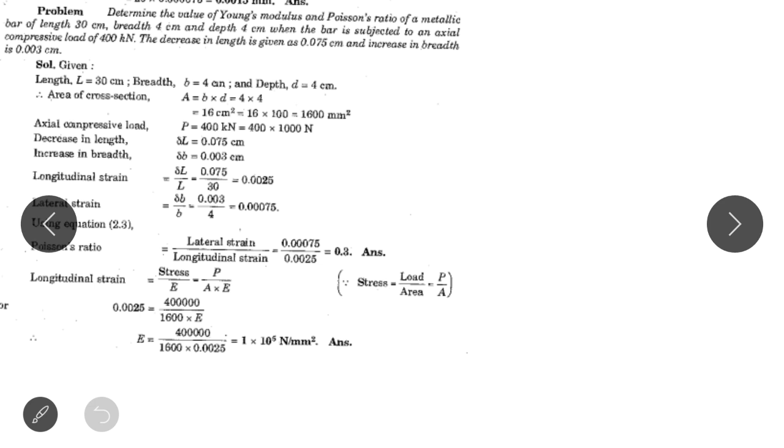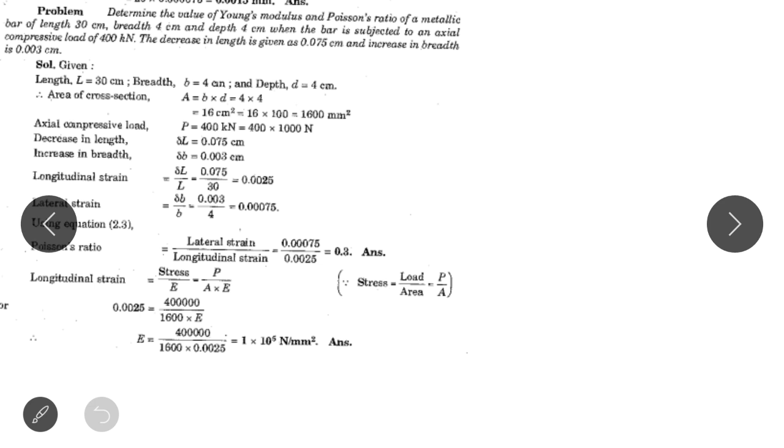The area of cross section, area is equal to breadth into depth, therefore 16 cm square, therefore 1600 mm square. The axial load is equal to 400 kN, then decrease in length delta L is equal to 0.075 cm, increase in breadth delta B is equal to 0.003 cm. The strain, change in length divided by original length, is equal to 0.075 divided by the length of the rod is equal to 30, therefore 0.0025. So strain is unitless.